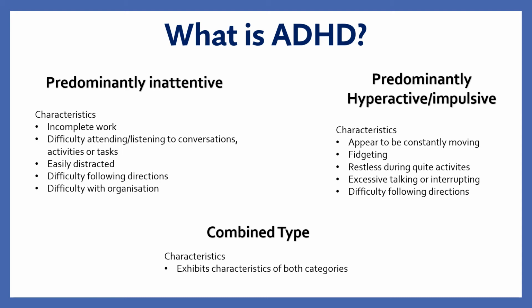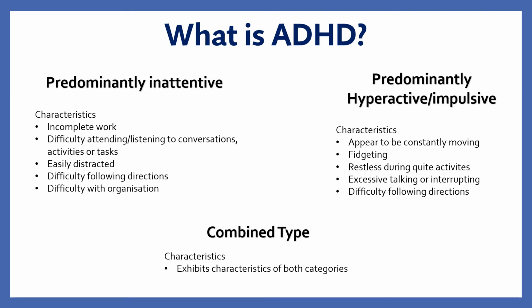Now, the Diagnostic and Statistical Manual provides us with a great outline of the three types of ADHD and their distinctive characteristics. The first being the predominantly inattentive type, where students are easily distracted, have difficulty following instructions, and struggle with organization. The next is the hyperactive impulsive type, which consists of mainly the more obvious characteristics, such as calling out, fidgeting, excessive talking, and are often restless. And the last, we have the combined type where students show behaviors from both categories.